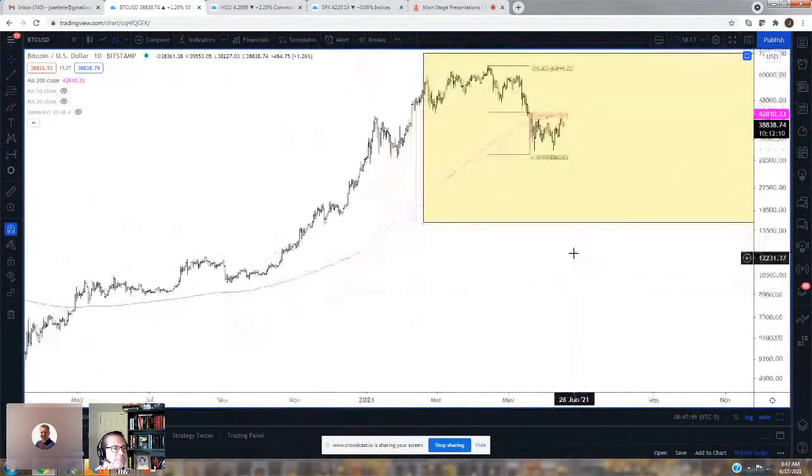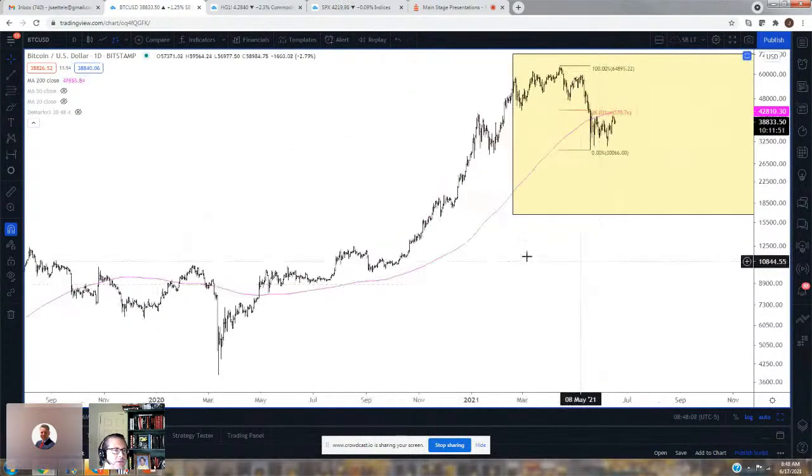Just looking at it from a very simple point of view, get rid of Elliott, get rid of median lines, get rid of channels: 38.2 retraces after you crash from the top. And that's your decision point, as I like to call it. So 44,000 or so, and then I'm looking lower.